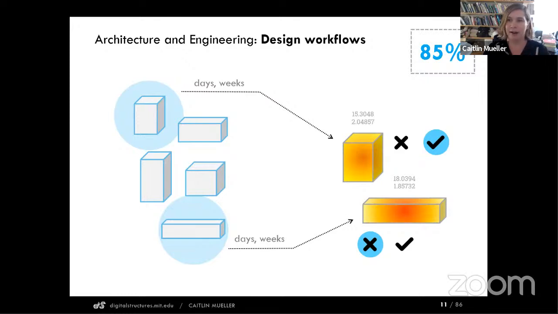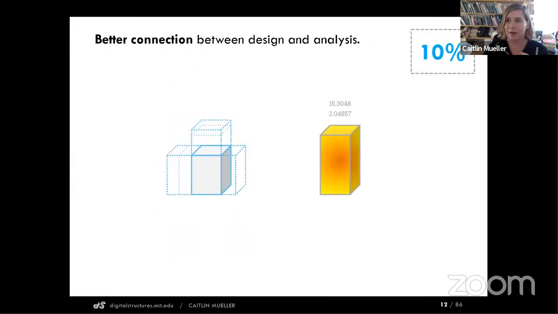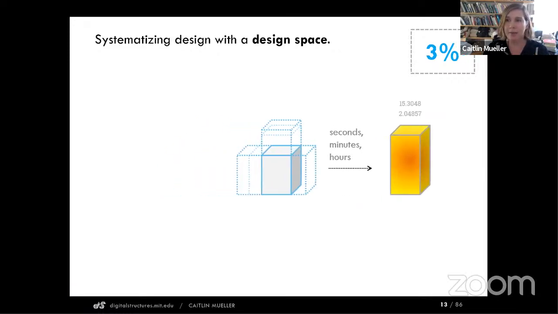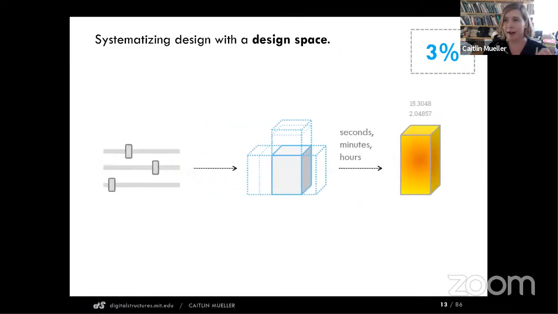How can we make this better? One way is to improve the connection between ideation and simulation, or design and analysis. So if we can more quickly link these 2 processes, we can shorten the time and we can iterate more and consider more alternatives. But this is still basically guess and check or trial and error. We can make this more systematic by parameterizing the design problem and setting up what we call a design space with design variables or sliders, and link this into a more integrated workflow. I'd say this is about 3% of buildings use processes like this at the conceptual design phase, and this is still just trial and error.